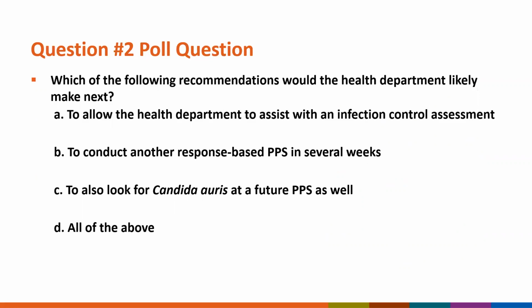Okay, so this is question number 2. Which of the following recommendations would the health department likely make? A, allow the health department to assist with an infection control assessment. B, conduct another response-based PPS in several weeks. C, look for Candida auris as well if a future PPS occurs. Or D, all of the above.